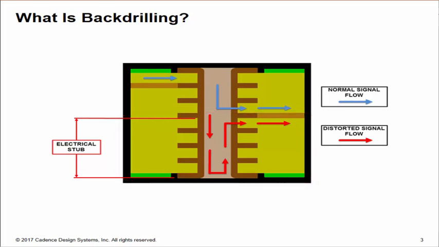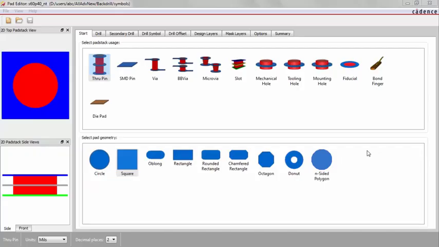So let's see how we do this within the Allegro PCB Editor. First, we have to make sure our pad stacks support the backdrilling process. It's recommended that you enter the data for backdrilling in the pad stack. It can be done within the PCB editor in the backdrill setup routines, but this is the recommended flow.